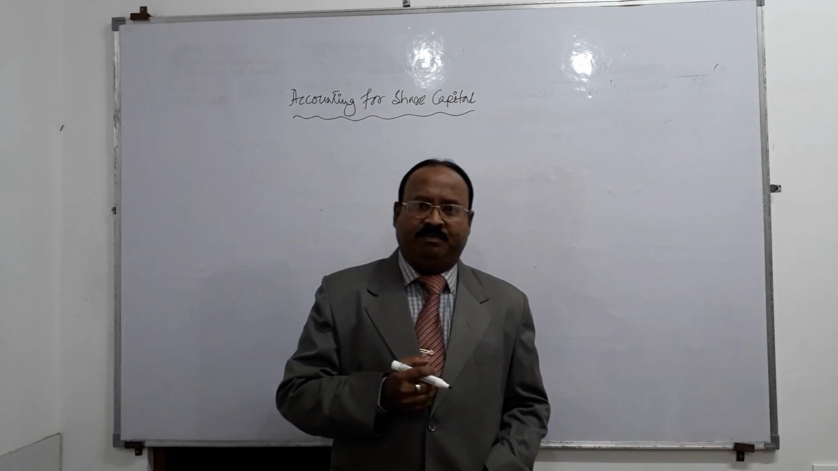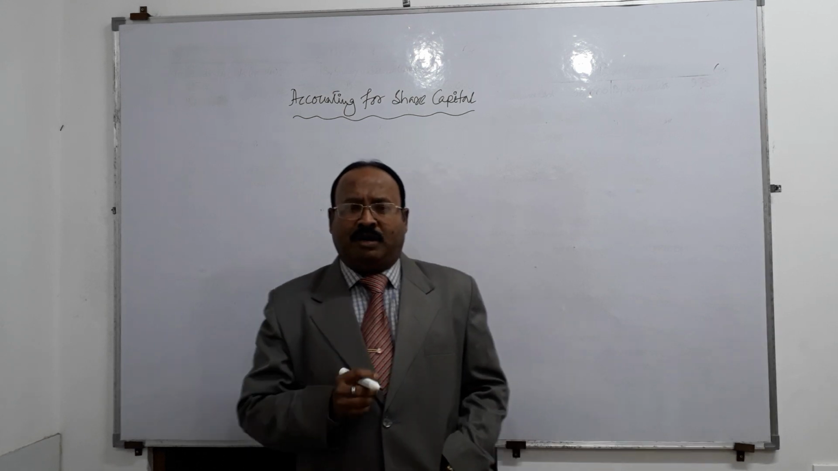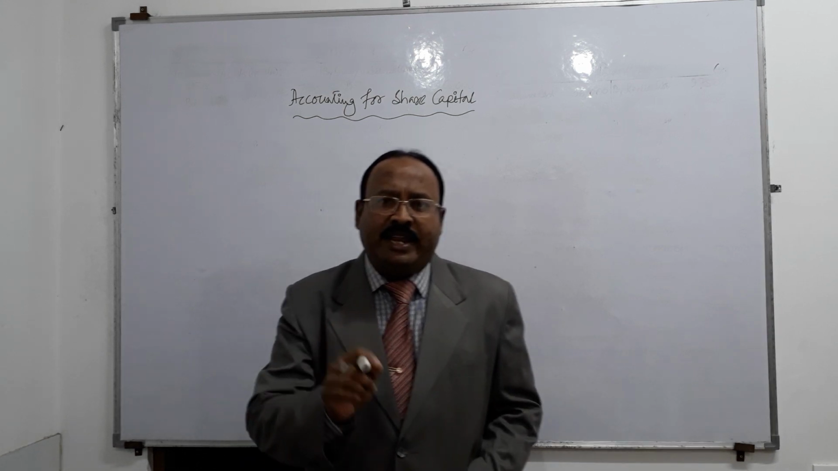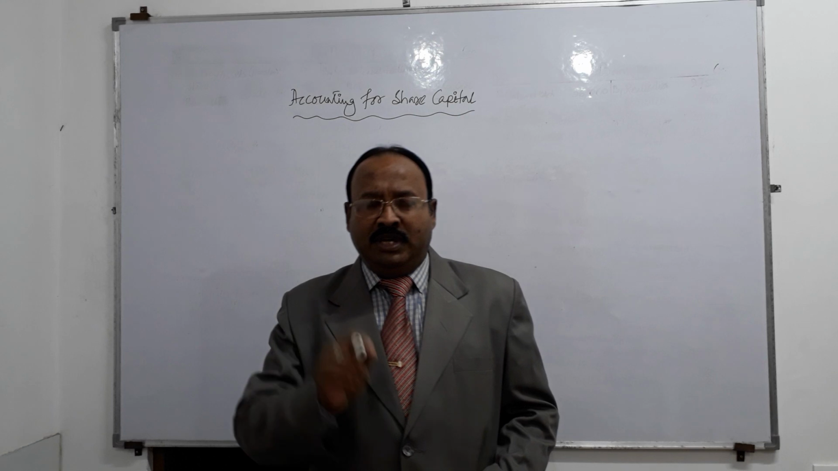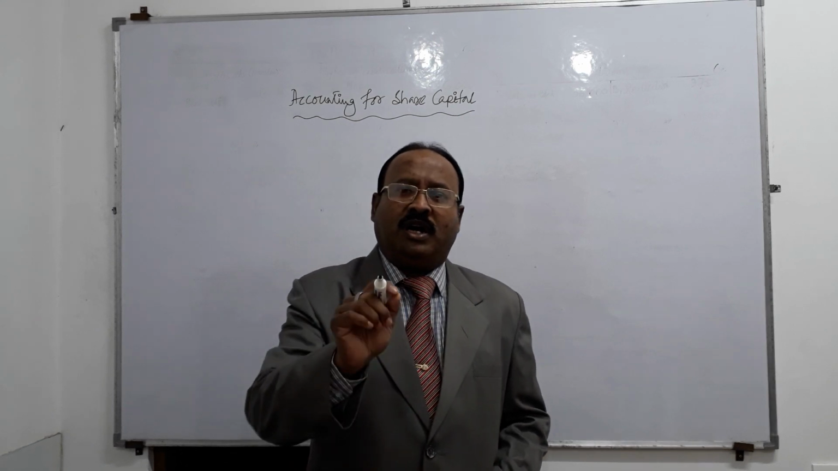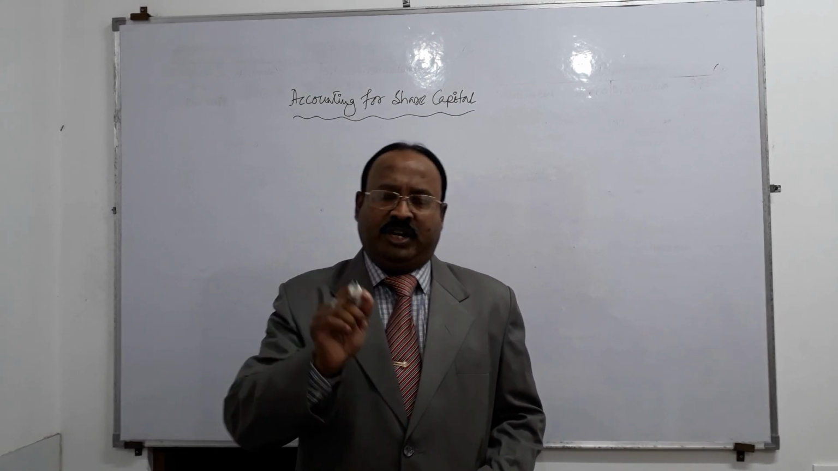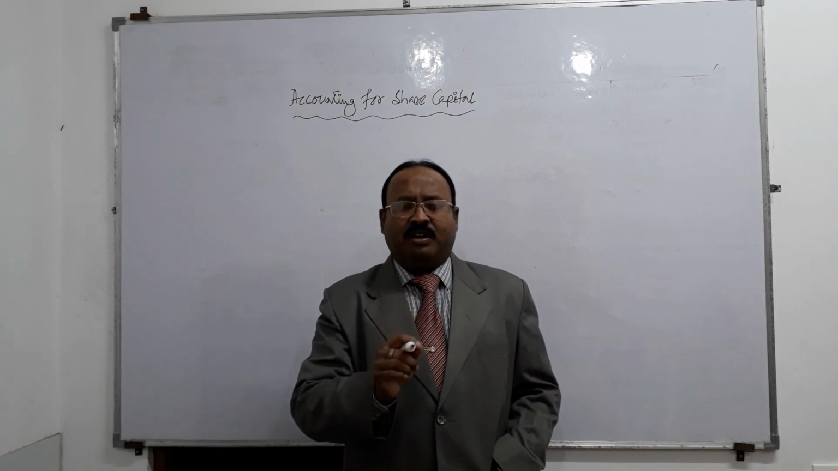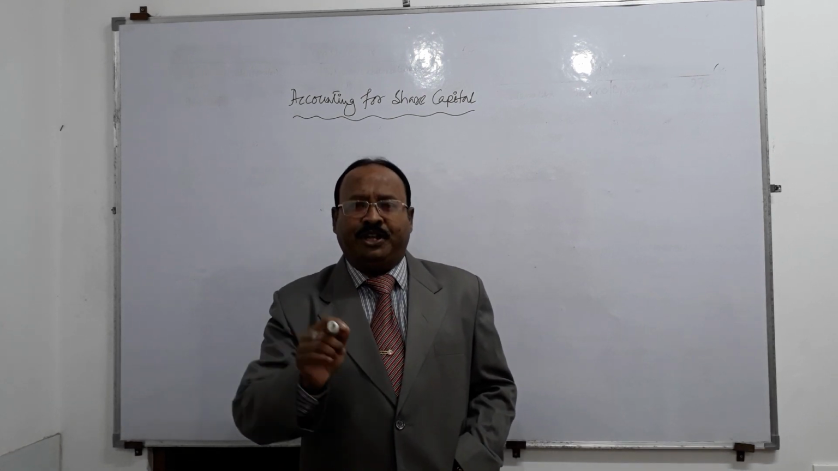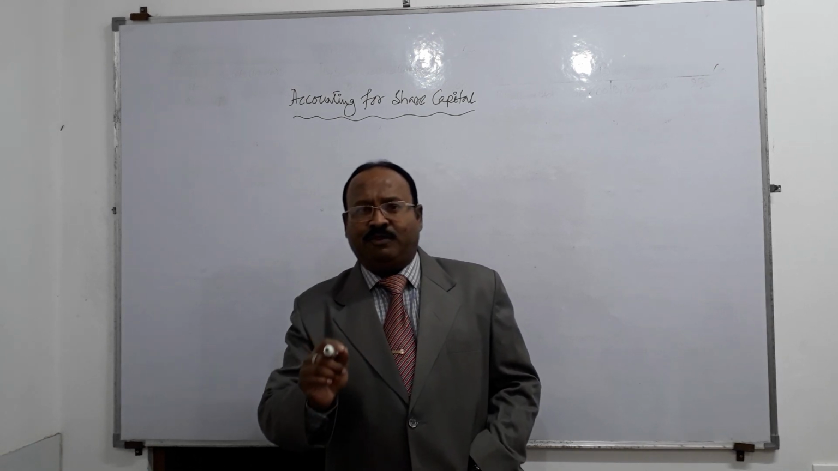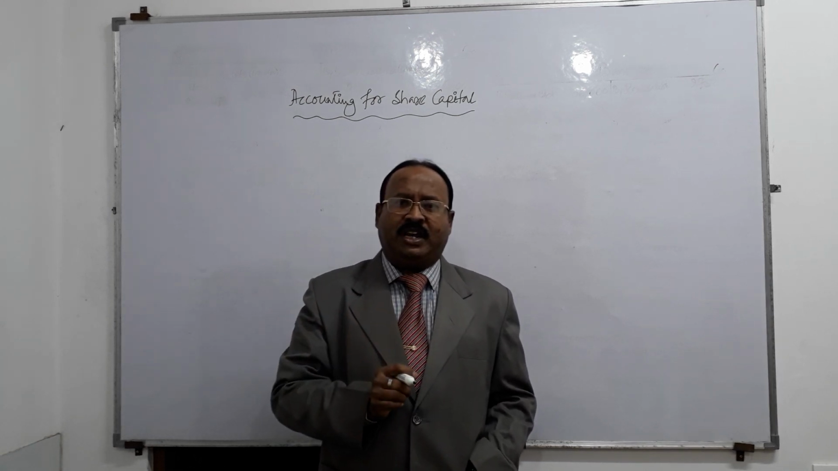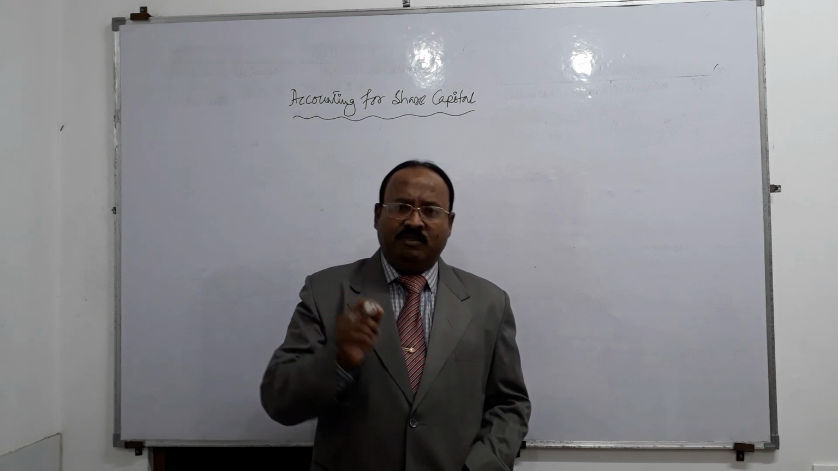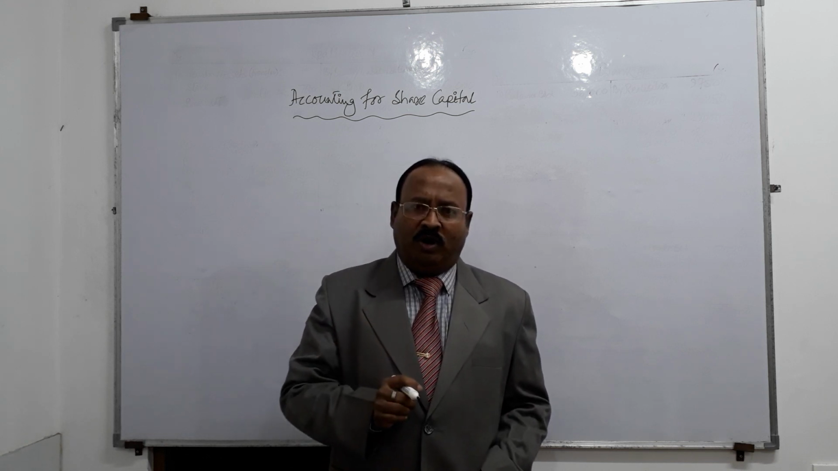What do you mean by share? The capital of the company is divided into smaller parts. Each part is called a share. The share capital of a company is divided into shares of smaller denomination, in the form of like rupees 2 per share, say 5, 10, 50, 100 and so on.